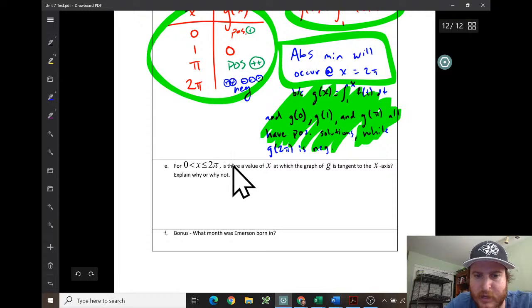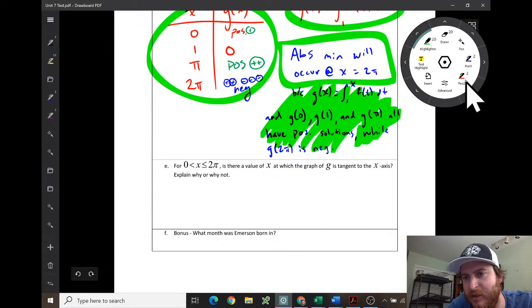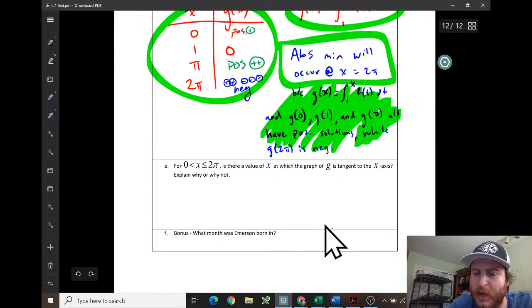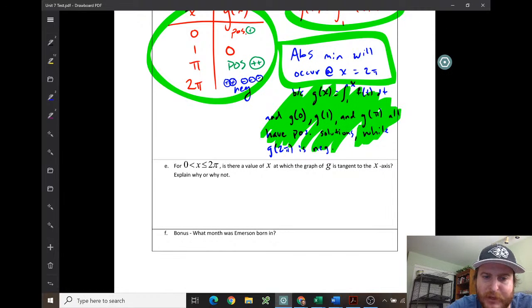Then part E says for 0 to 2 pi, is there a value of x at which the graph of g is tangent to the x-axis? Explain why or why not. I did leave this on here, but this is probably a really tough answer. I really don't expect that many of us got this answer. This was very difficult to think about.